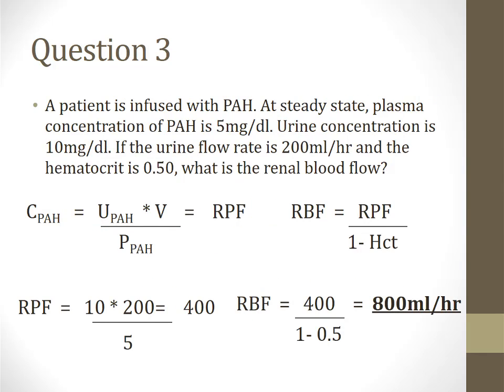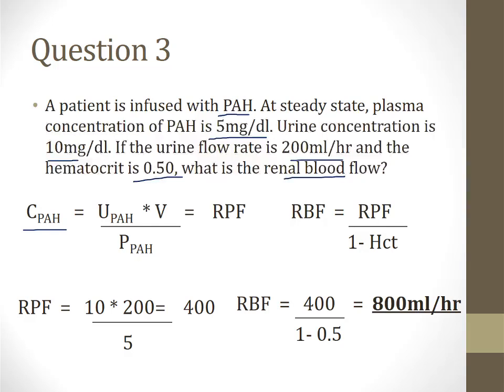Question 3, a patient is infused with PAH. At steady state, plasma concentration is 5 and urine concentration is 10. If the urine flow rate is 200 milliliters per hour and the hematocrit is 50, what is the renal blood flow? So there's a lot of numbers here, but if we just use the basic equations we talked about in this video, this problem is very easy to solve.